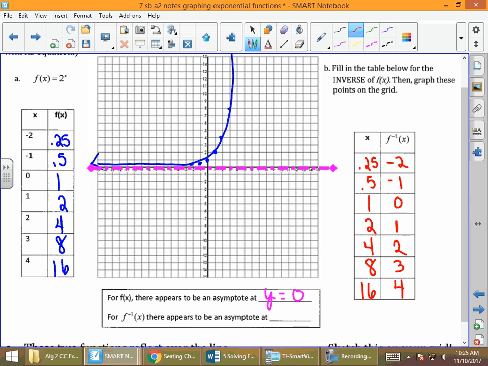And what we're going to do now is graph this, and again, do the best that you can, and I will do the same. 0.25 is negative 2. And 0.5 is negative 1. And then we have 1, 0, 2, 1, 4, 2, 8, 3, and 16, 4, which is going to go off our graph just a little bit. But here's our picture.